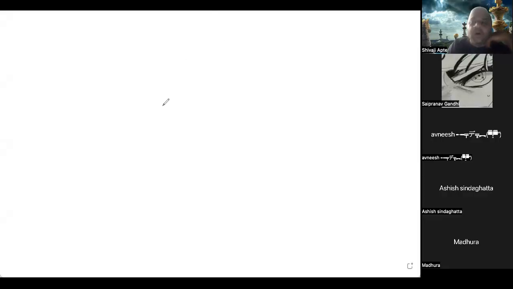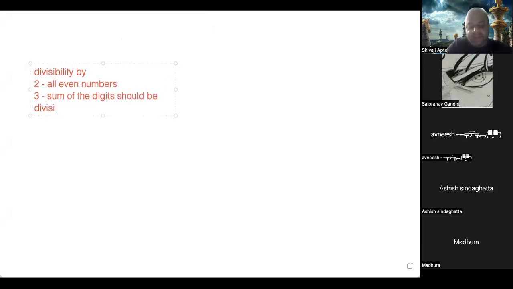So first, we know the divisibility rules for some numbers. Divisibility by 2 is very easy, right? All even numbers. By 3, it is very easy. How do you do it? The sum of the digits should be divisible by 3, right? So I will just say sum of the digits by 3.